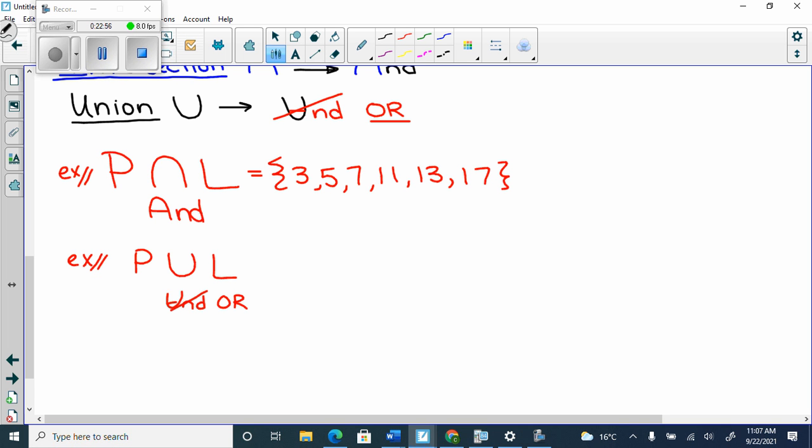What numbers are in P or L? 2. What else? 3. What else? 5 is in one of them. What about, it's actually both. 7. What else?